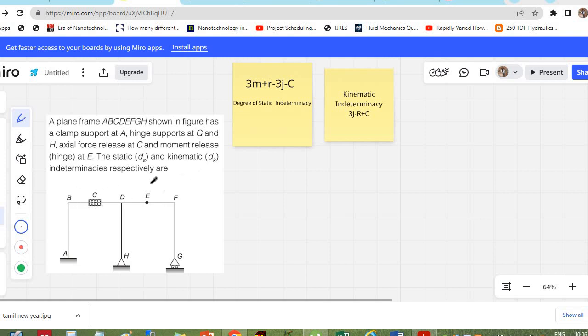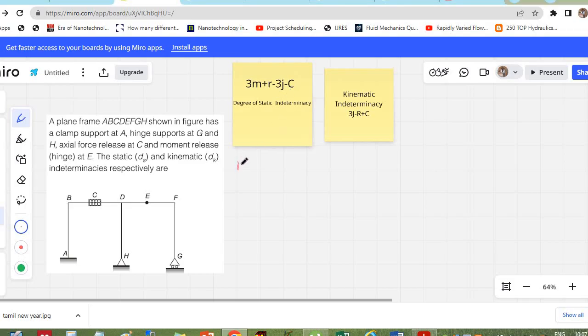So first we have to apply the formula 3m plus r minus 3j minus c, where m equals the number of members, r is the number of reactions, j is the number of joints, and c is the total number of members meeting at the hinge minus 1.